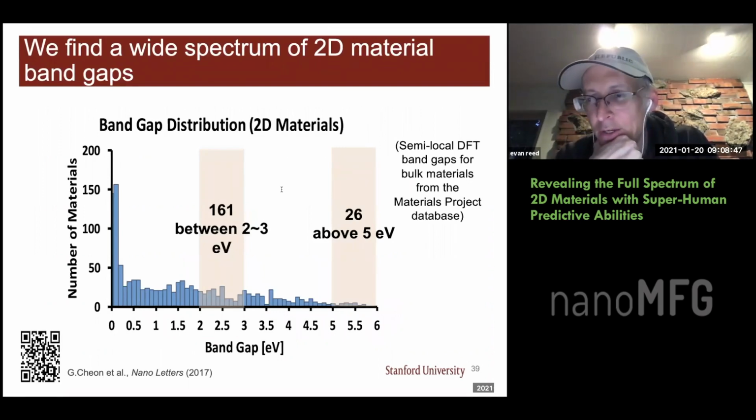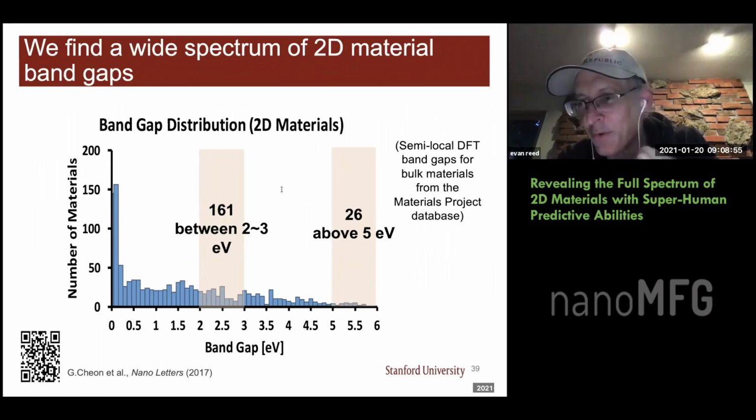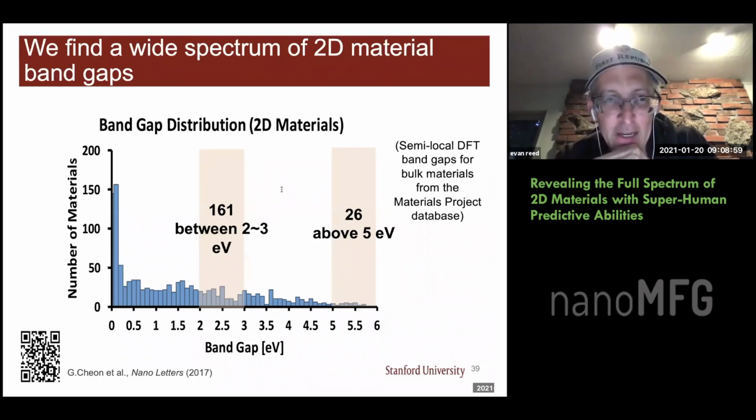These are band gaps for the spectrum of 2D materials. And these are DFT. Some of these are plus U gaps. So I would sort of take this with a grain of salt, but we're just trying to get a sense for what the spectrum of properties is.